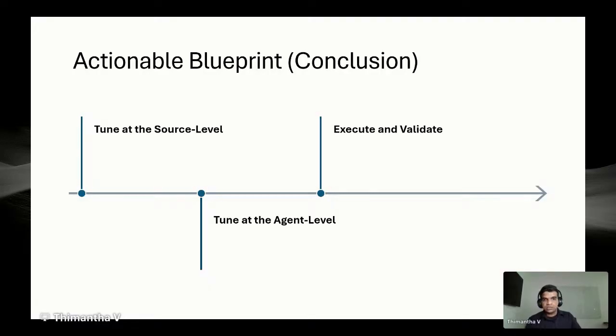The second piece that you need to do is agent level tuning. After you tune at the source level, you also need to tune at the agent level, which is with the agent level instructions. It is necessary for you to provide proper agent instructions as the next step. And the final step is to simply execute and validate.